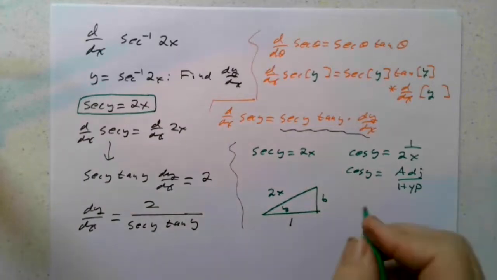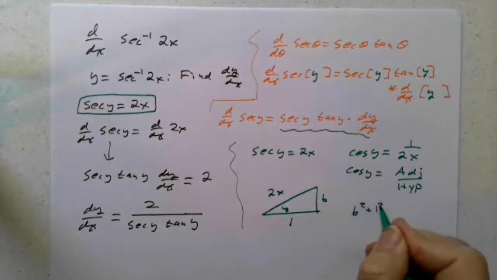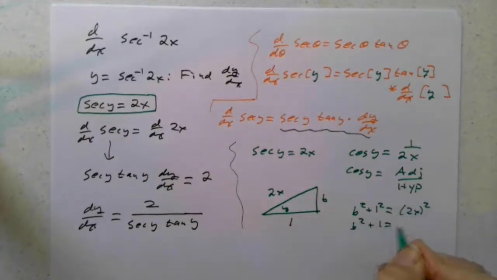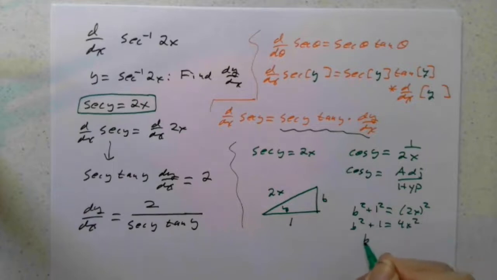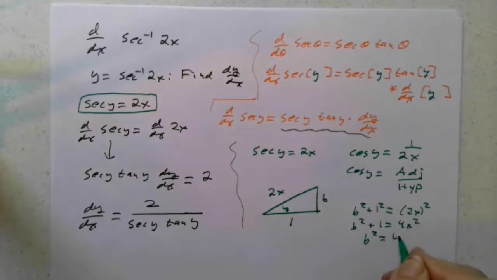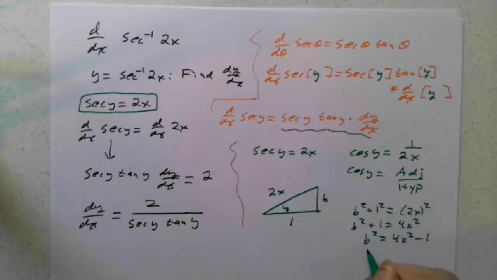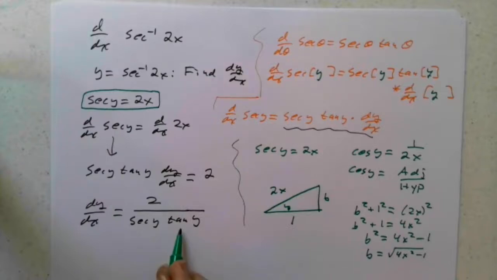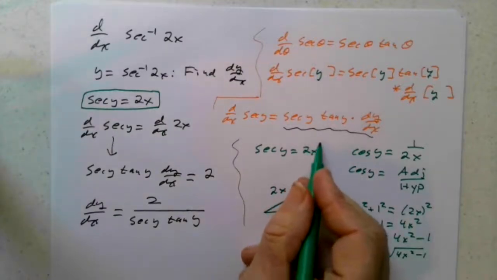And then using Pythagoras, what can I say? b squared plus 1 squared is (2x) squared. b squared plus 1 is 4x squared. b squared is 4x squared minus 1. And the way we define this, these things are positive. b is going to be the square root of 4x squared minus 1. So that's b. Now, what is secant y and what is tangent y? Well, secant y we already know. Secant y is 2x.